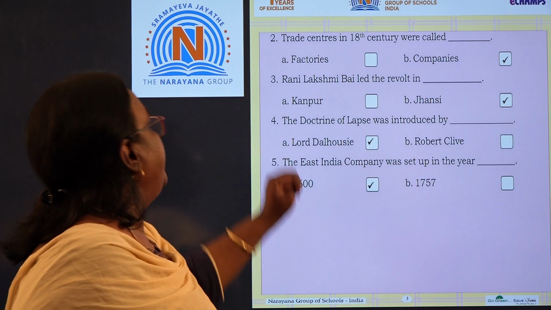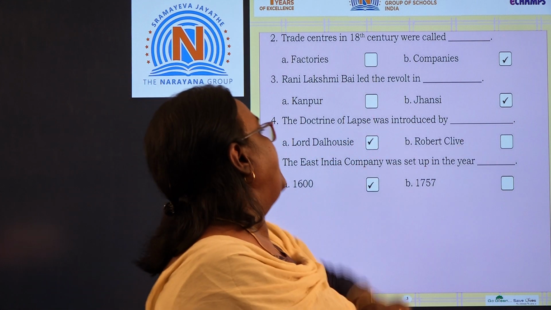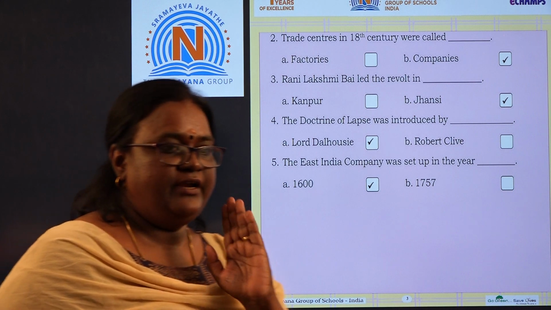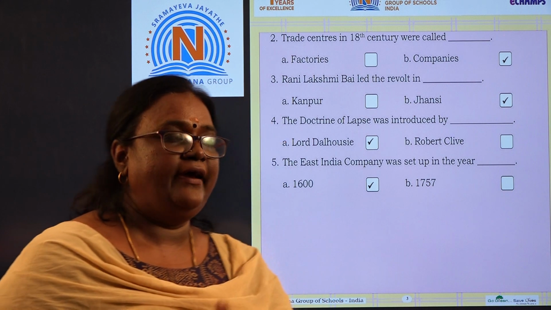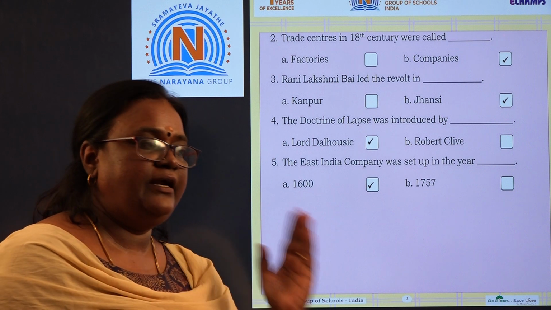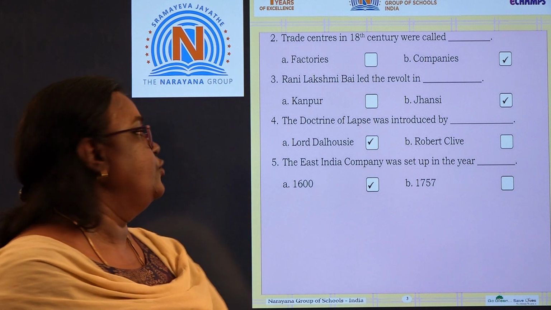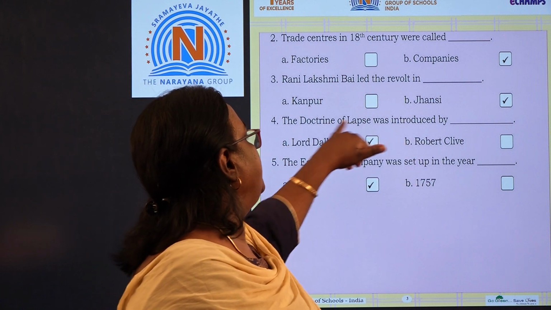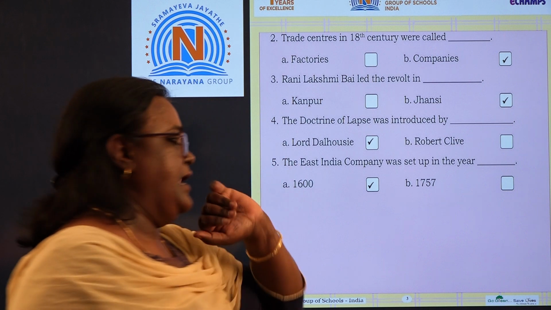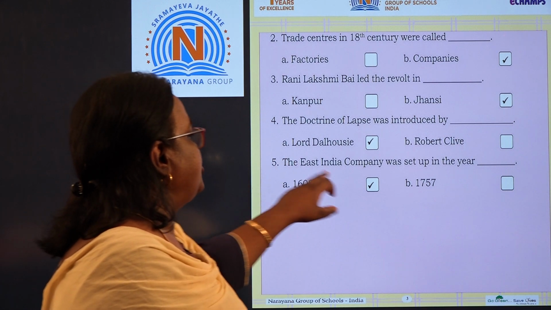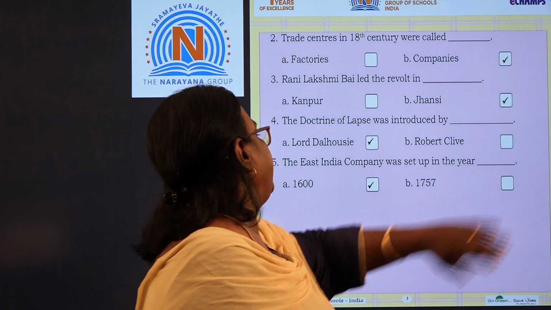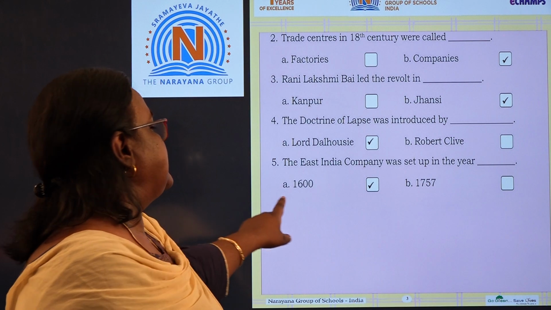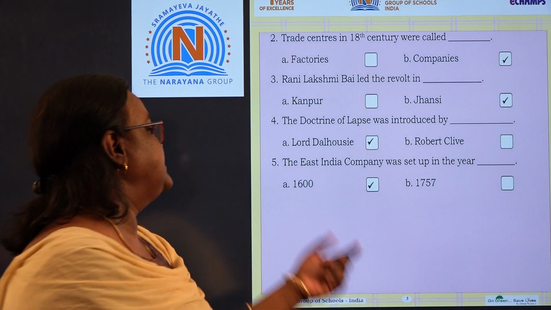Number 4, the Doctrine of Lapse was introduced by dash. So we know the Doctrine of Lapse means when the king doesn't have his own heir, then that part of the country will come under British rule. Who made that rule? It was Lord Dalhousie. The last one: the East India Company was set up in the year dash. The East India Company was set up in the year 1600.